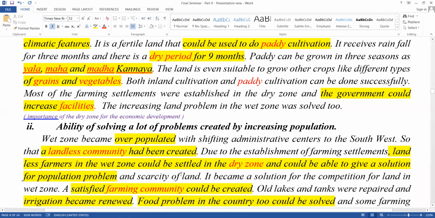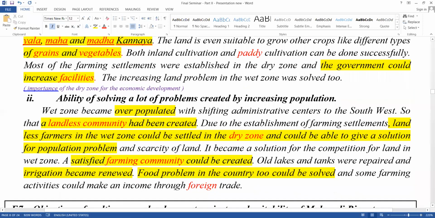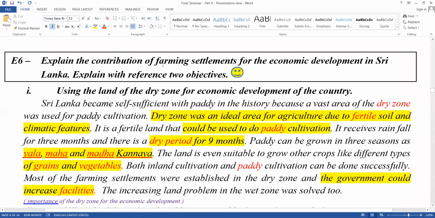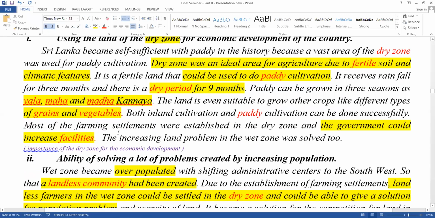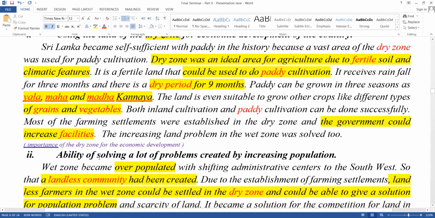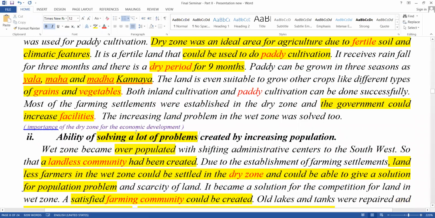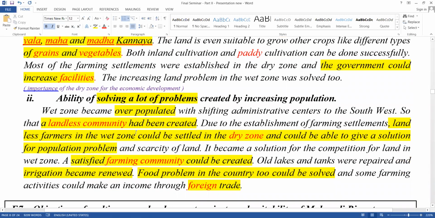And even the food problem in the country could be solved, and even foreign trade had been developed. Now see here, what is the question? The contribution of farming settlements for the economic development of the country. Okay. So the dry zone was used for farming settlements and solving problems. By solving problems, it also contributed to the economic development. They can give you a question about farming settlements.